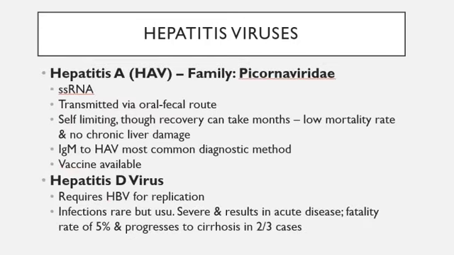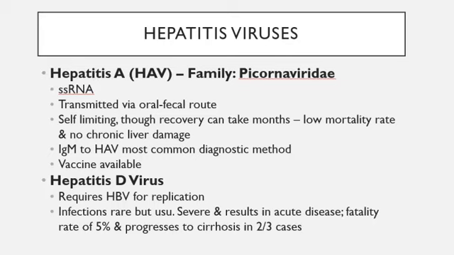Hepatitis A is categorized as a single-strand RNA virus. It's transmitted via the fecal-oral route. It's self-limiting. Though the recovery can take months, it has a low mortality rate with no chronic liver damage. IgM to hepatitis A virus is the most common diagnostic method. There is a vaccine available for hepatitis A.